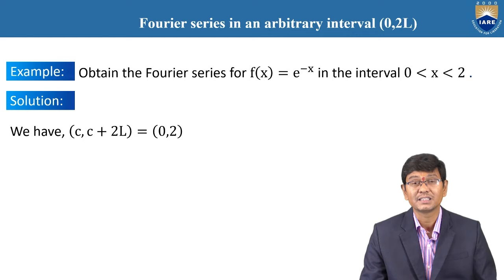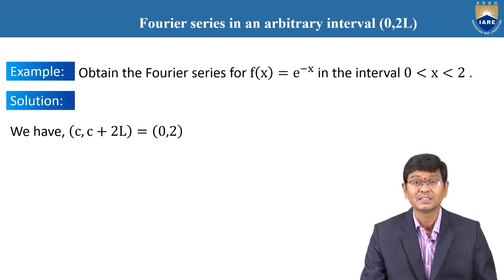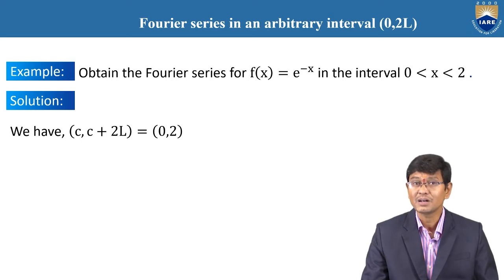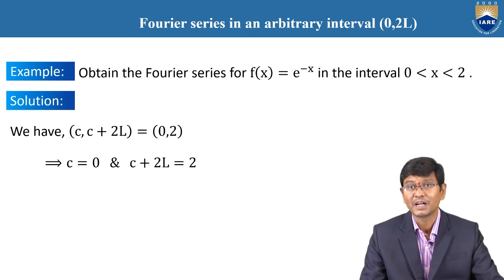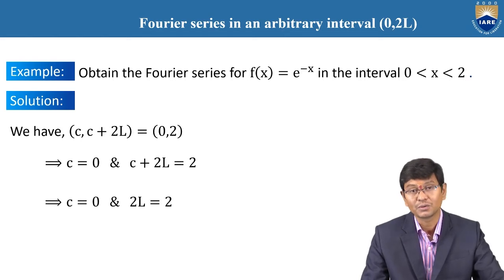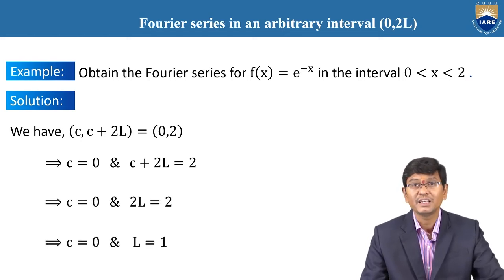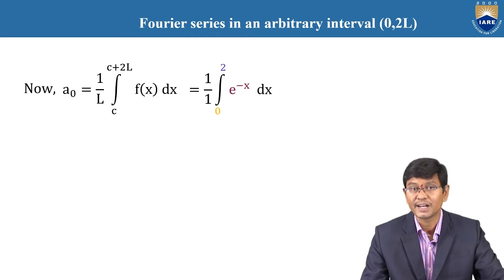Before going further, we need to find out the value of L. By comparison, the limits c comma c plus 2L are given as 0 comma 2 only. Comparing, c is equal to 0 and c plus 2L is equal to 2. Therefore, by using c is equal to 0, we obtain L is equal to 1. So, using the interval 0 comma 1 as the basis, we need to find the required Fourier series. First we need to find the a0 value.